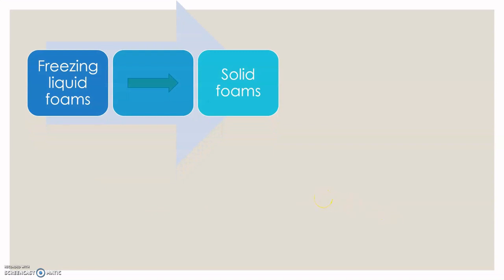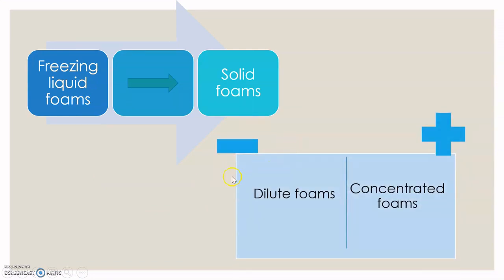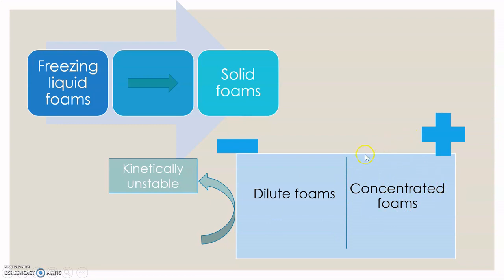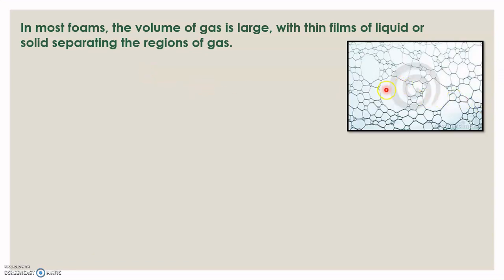Solid foams can be prepared by freezing of liquid foams. There are two types of solid foams, dilute foams and concentrated foams. The dilute foams are kinetically unstable, and therefore, when we refer to foams, we usually mean concentrated foams. In most foams, the volume of gas will be very large, and there will be thin films of liquid or solid separating the regions of gas.